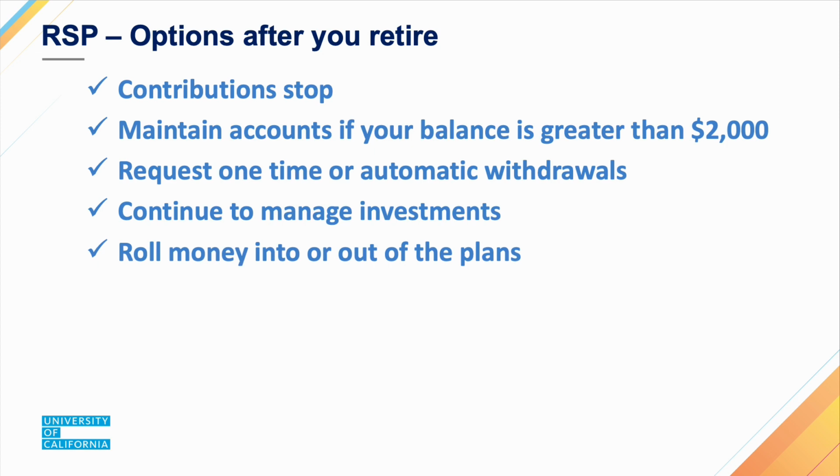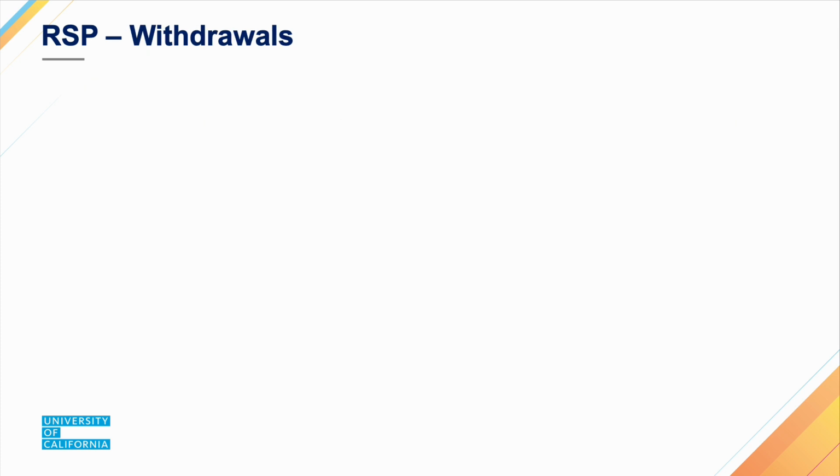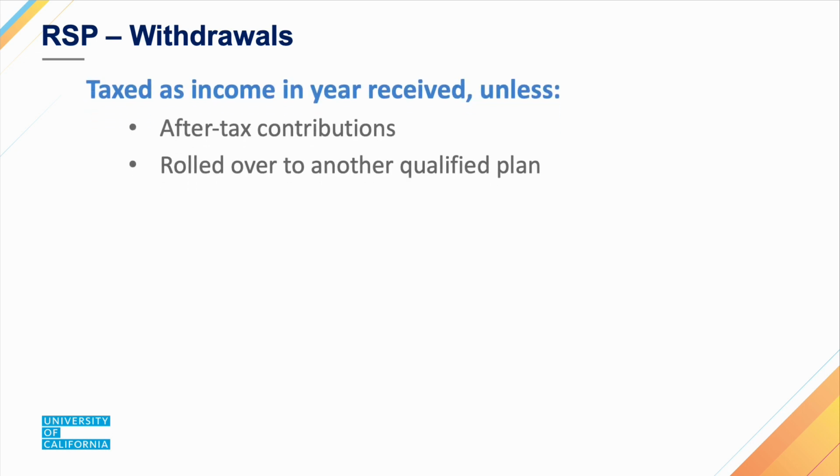You also can take full or partial distributions of the money or roll over them. So once you retire, you may take your first distribution no sooner than 31 days after your last day of UC employment. Now, whenever you take money out of the retirement savings program, you will pay taxes on the pre-tax portion, plus any earnings on those contributions as income in the year that you receive that money.